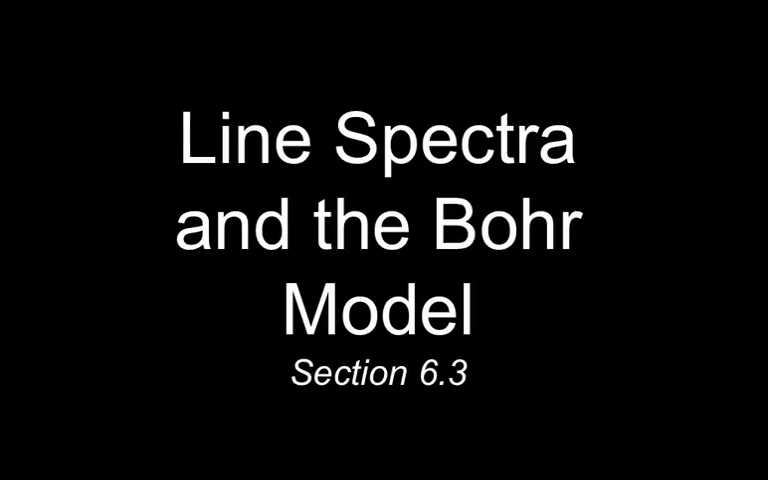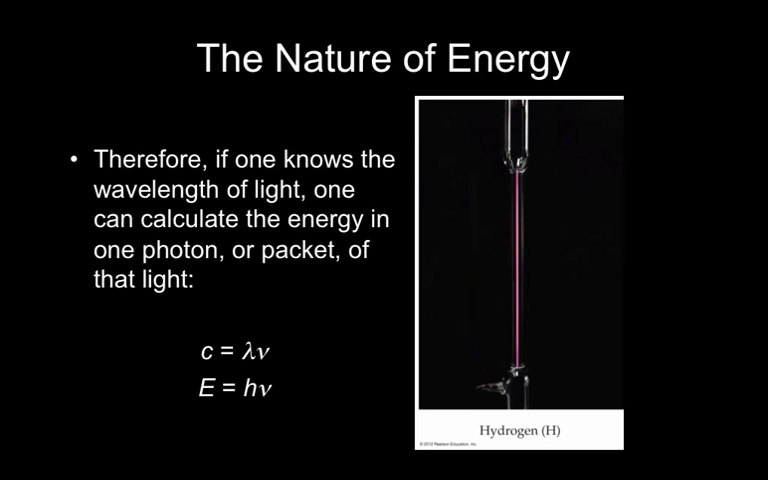Today we're going to talk about the line spectra and the Bohr model, which is section 6.3. Before, we've talked about the wave nature of light, the particle nature of light, and how to calculate the wavelength in the last section. If you know the wavelength of light, then you can also calculate the energy of light in one photon, or packet of energy. We also talked about in the last section what a photon was, and a photon is a packet of energy or a packet of light.